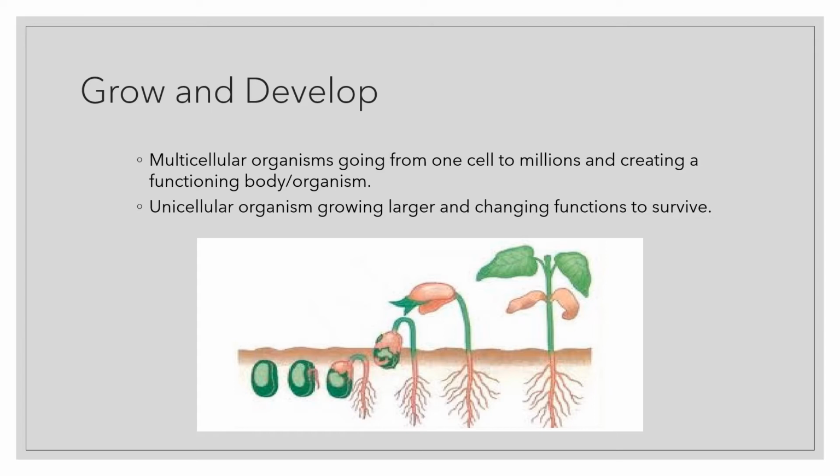Unicellular organisms still also grow and develop, even though they remain one cell their entire life. They still grow larger and change functions in order to survive, and then in order for them to reproduce, they just make a copy of themselves, and then that makes a whole other cell.